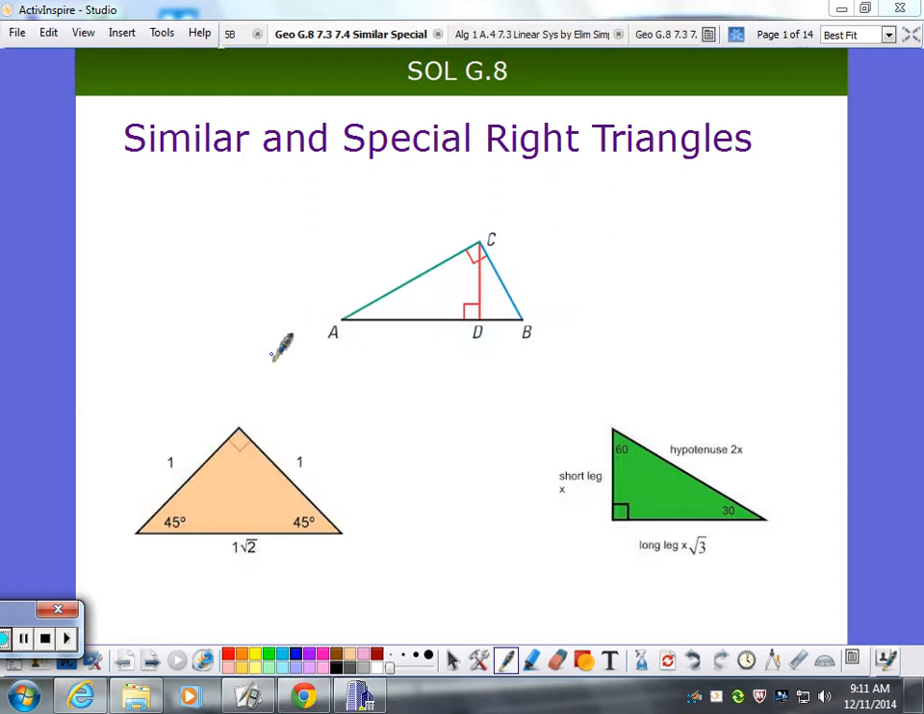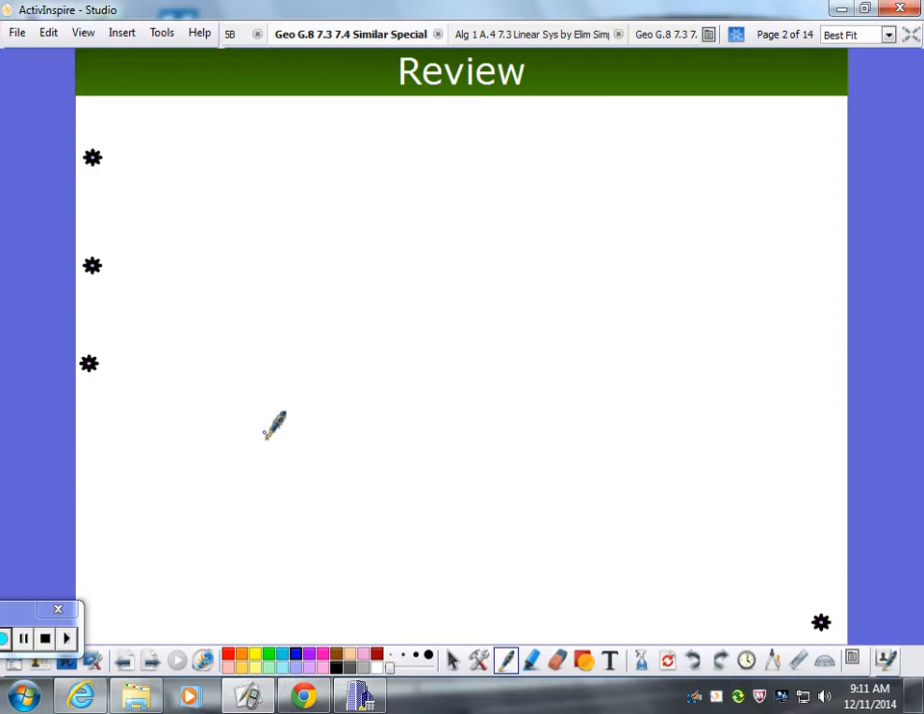We're looking at similar and special right triangles. All right, but we are looking at these similar and special right triangles. We're kind of two topics rolled into one today. So let's just see what we know so far.